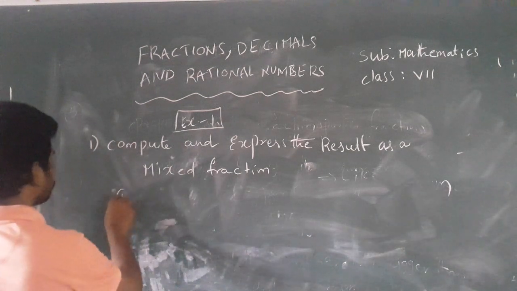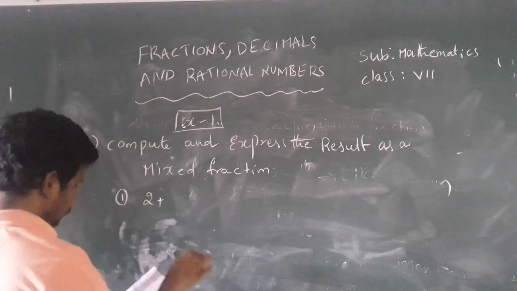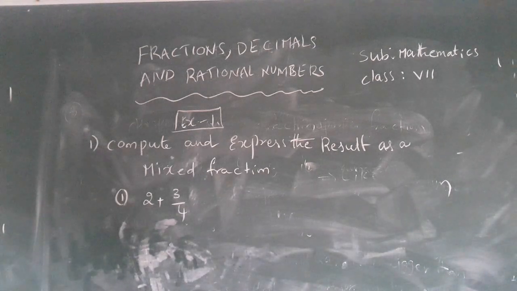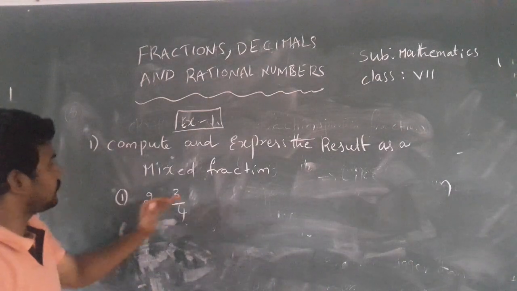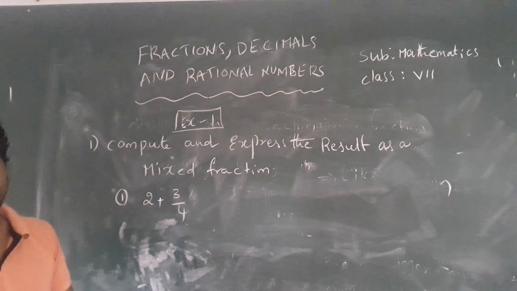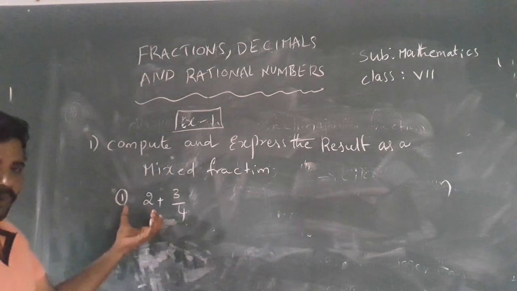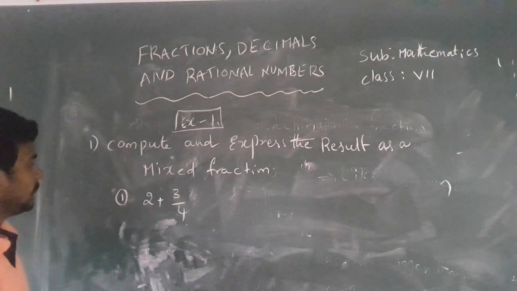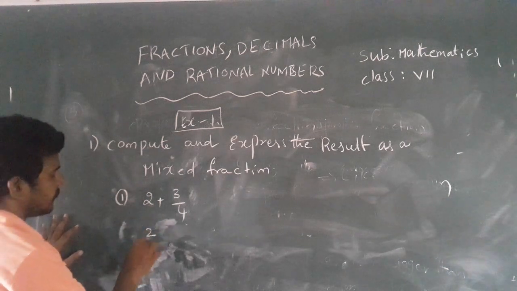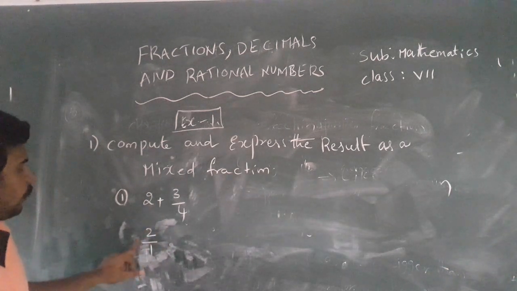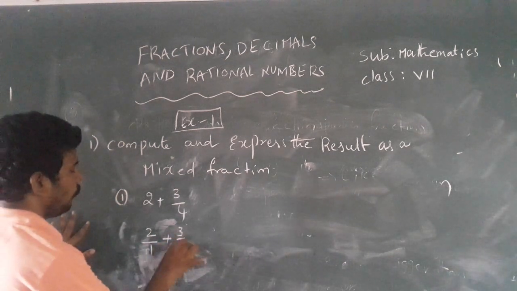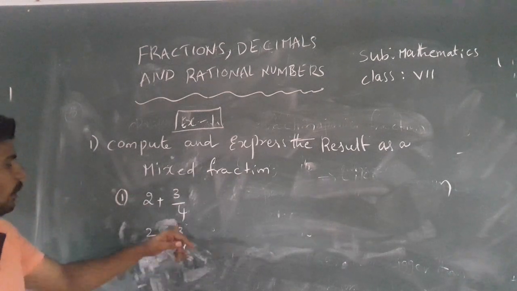First problem, 2 plus 3/4. See children, 2 is a whole number, 3/4 is a proper fraction. Now we have to add a whole number and a proper fraction. Take this whole number and write it as a fraction, that is 2/1, where 1 is the imaginary denominator, plus 3/4.